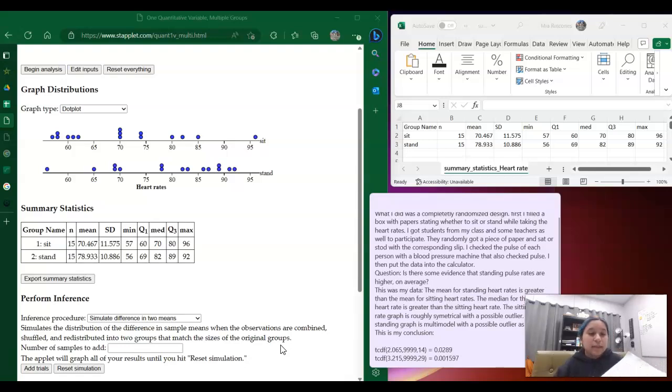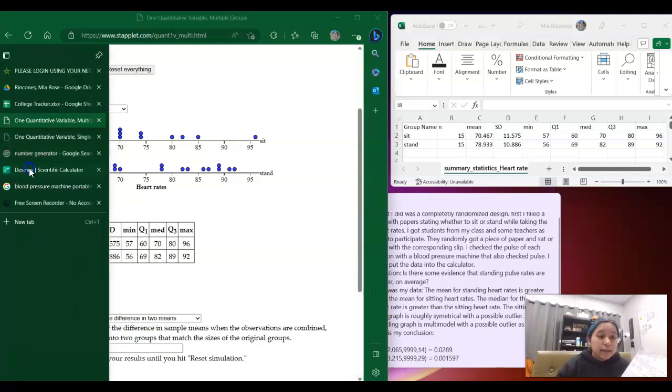As we see in our 5-number summary, our n1 for standing would be 15. Our mean would be 78.93, that would be our x bar 1, and our standard deviation is 10.88. As well as our n2, which would be 15, our x bar 2, our mean, is 70.46, and our standard deviation would be 11.57. So we would put that into our test statistic, which is our statistic minus parameter over the standard error.